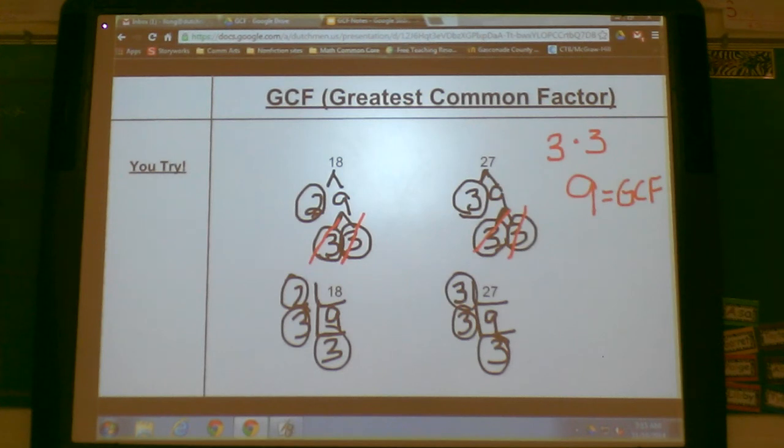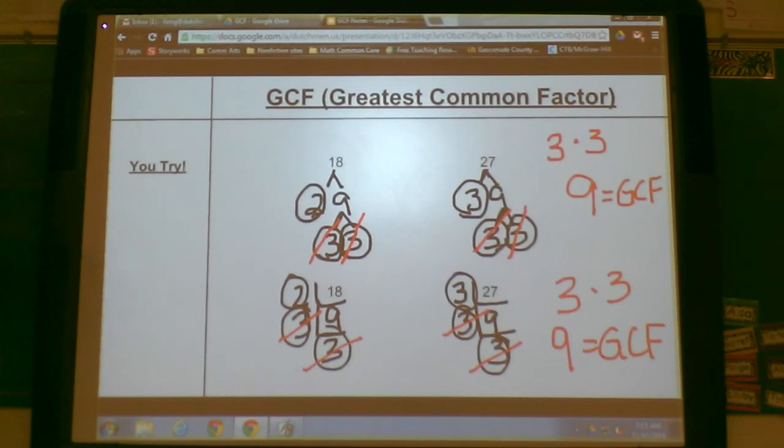And now I can go through and find my numbers that they have in common. I have a 3 here and a 3 here. That's a 3 in common. I have a 3 here and a 3 here. That's another 3 in common. So 3 times 3 is 9, and that's our GCF.